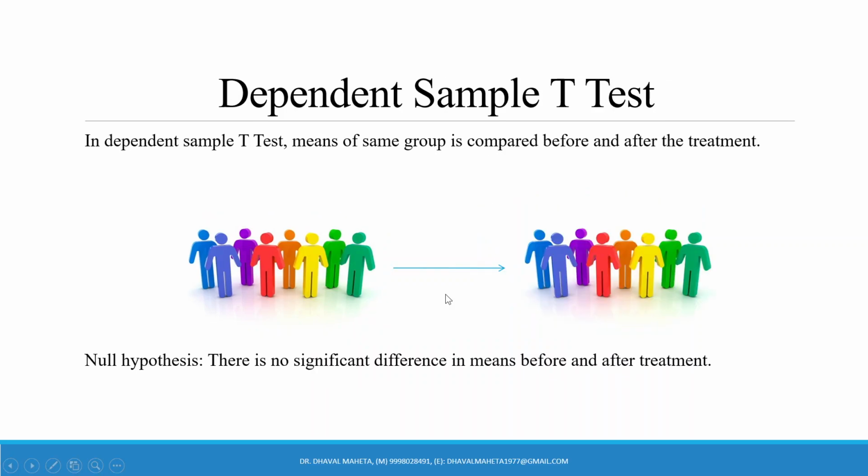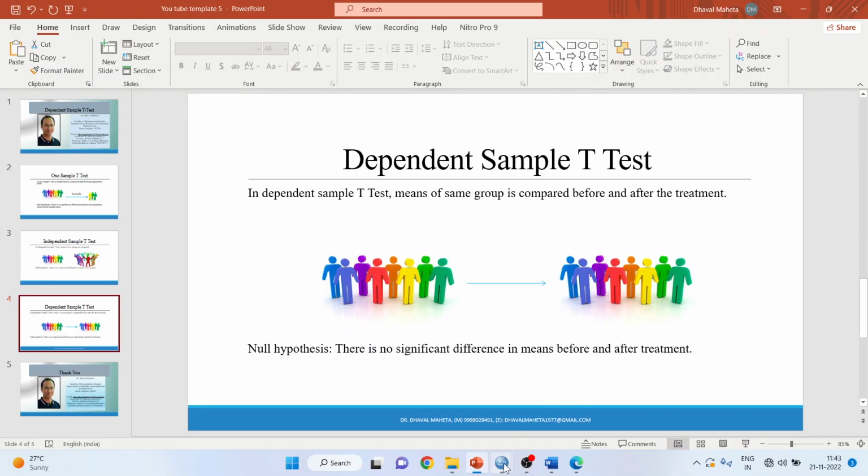Now, today we are going to discuss dependent sample t-test. In dependent sample t-test, the means of the same group are compared before and after the treatment. So, our null hypothesis here is there is no significant difference in means before and after the treatment. Now, how can we do this?